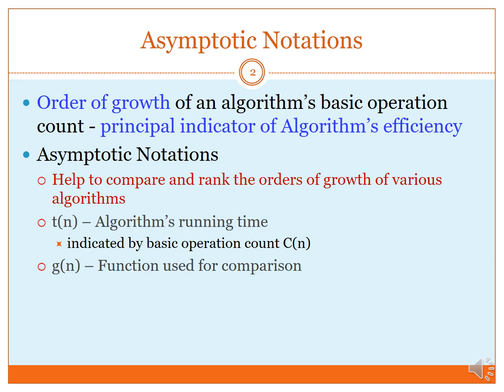In algorithms, efficiency is mainly determined by the order of growth of its running time. Here, T of n represents the running time or the number of basic operations performed by an algorithm. The function g of n is used as a reference to compare the growth rate. The asymptotic notations allow us to compare different algorithms without considering hardware speed or programming language. The three most commonly used asymptotic notations are big O, big omega, and big theta.